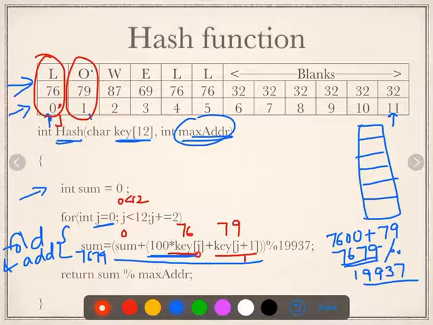The process is repeated by incrementing the j value by 2. So j was initially 0, now j will become 2. j will be pointing to this particular value. The same thing will be repeated. So key of j, that is key of 2, will be 87, and key of j plus 1, that is key of 3, will be 69. In the same way you are going to repeat the process.